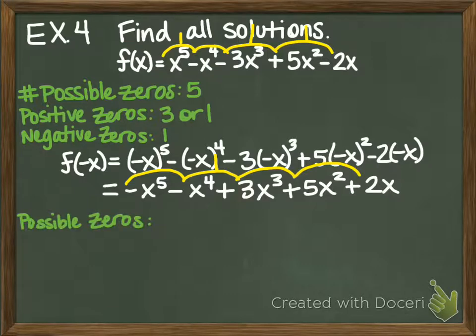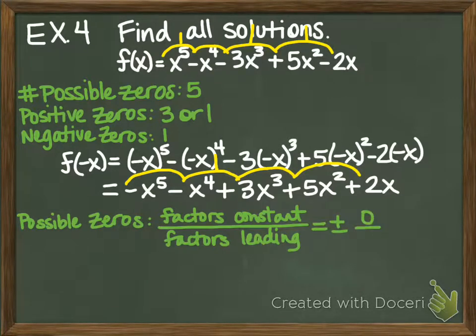Now I need to list out the possible solutions. For the possible solutions, we do the factors of the constant over the factors of the leading coefficient. Well, the constant term here is 0.